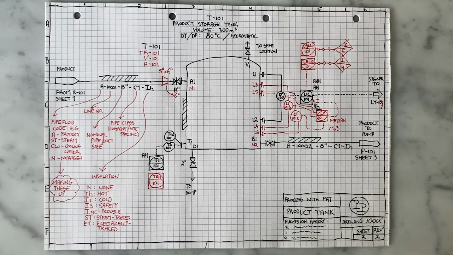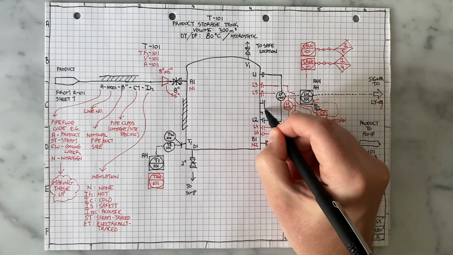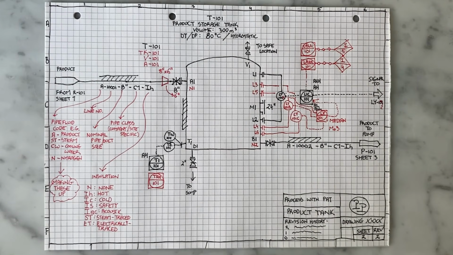Next, we add a manhole so that we've got some way of accessing the tank internally in case we need to clean or inspect. And manholes are denoted either M or MH. So I've written M1 here, and 24 inch is a good size for a manhole. That's about half a meter.